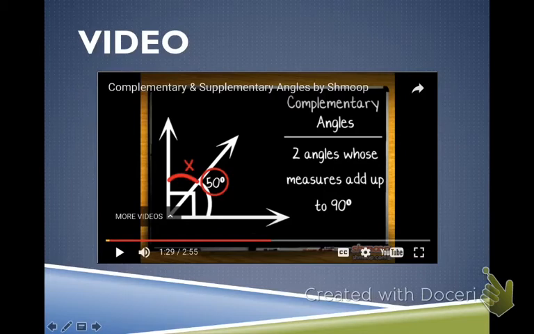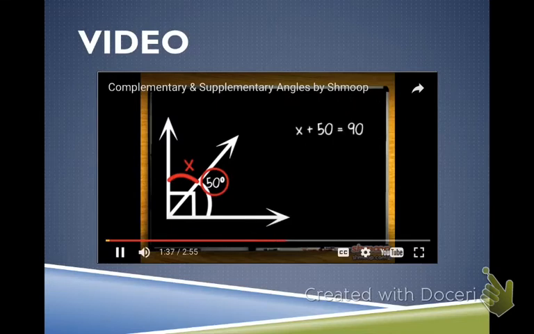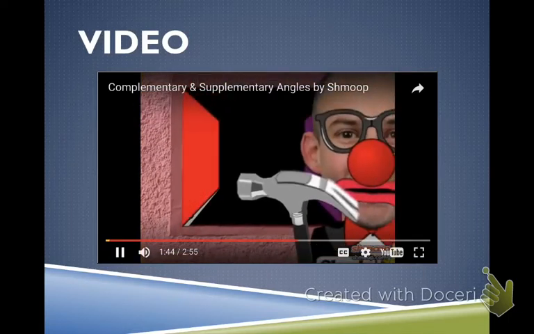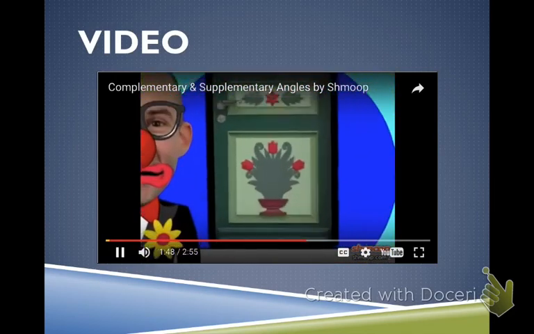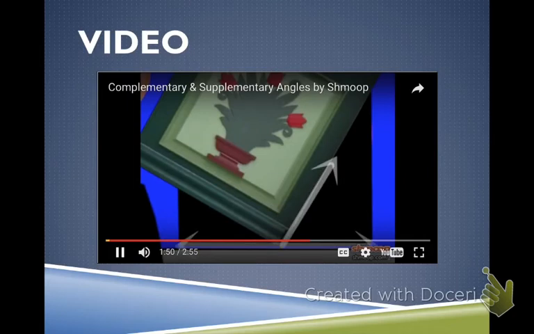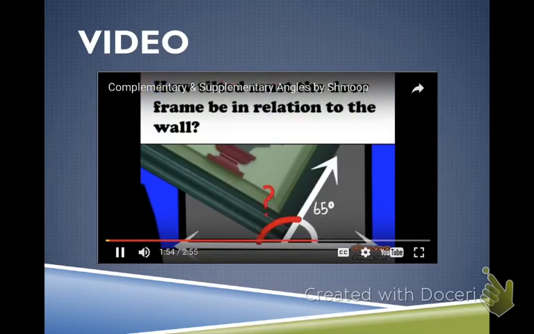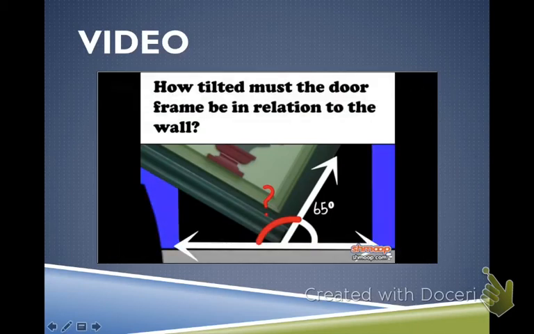We're going to continue. Since x and the 50-degree angle add up to 90 degrees, we can find x by solving the equation x plus 50 equals 90. Subtracting 50 from both sides gives us a value of 40 degrees for x. Feeling a little less sad, Claude goes on to build the floor. He wants to make the door to the funhouse tilted so that it's at an angle of 65 degrees. How tilted must the door frame be in relation to the wall?